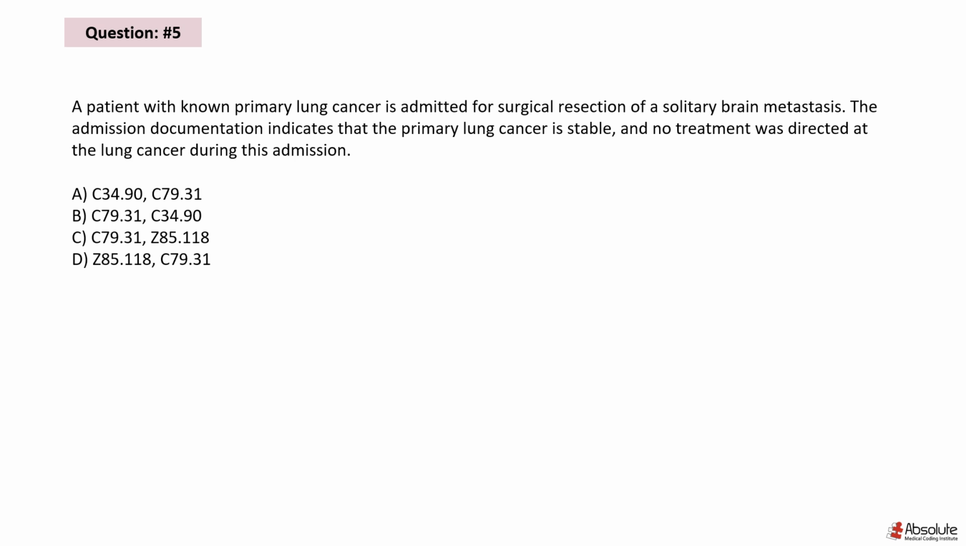All right, I'll start with the answer options. A, C34.90, C79.31. B, C79.31, C34.90. C, C79.31, Z85.118. Or D, Z85.118, C79.31. A patient with known primary lung cancer is admitted for surgical resection of a solitary brain metastasis. The admission documentation indicates that the primary lung cancer is stable and no treatment was directed at the lung cancer during this admission. Okay, coders, you have 60 seconds to solve. Good luck.